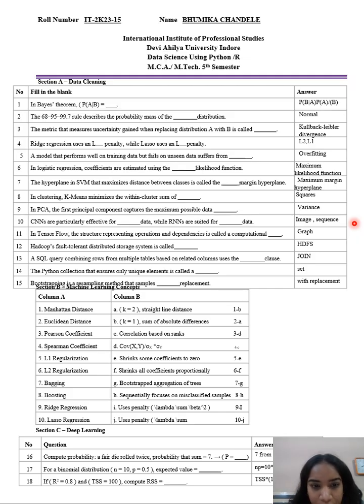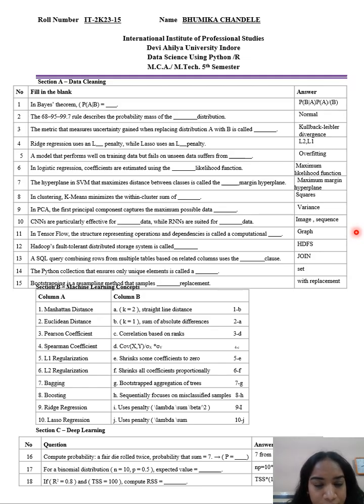Tenth question: CNNs are particularly effective for dash data, while RNNs are suited for dash data. CNNs exploit spatial locality, images, while RNNs handle sequential dependency, text and time series. So the answer is CNNs for images and RNNs for sequences.